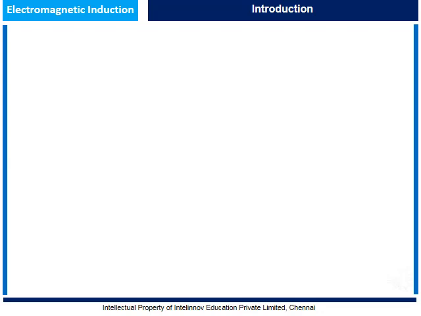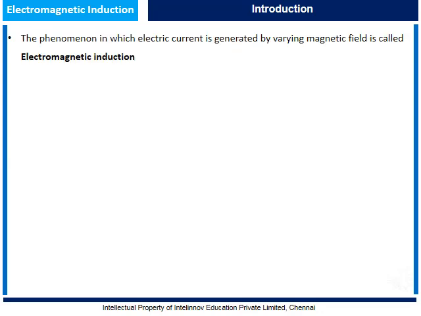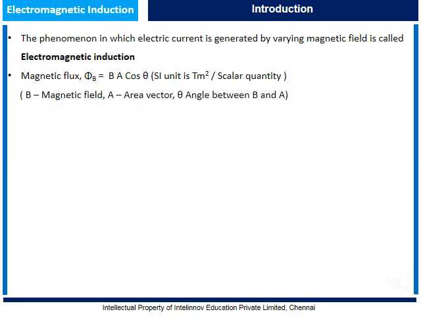Introduction. The phenomenon in which electric current is generated by a varying magnetic field is called electromagnetic induction. Here magnetic flux is given by Φ_B equal to B A cos θ, where B stands for magnetic field, A stands for area vector and θ stands for the angle between the magnetic field and area vector. The SI unit of magnetic flux is tesla meter square, and it is a scalar quantity.